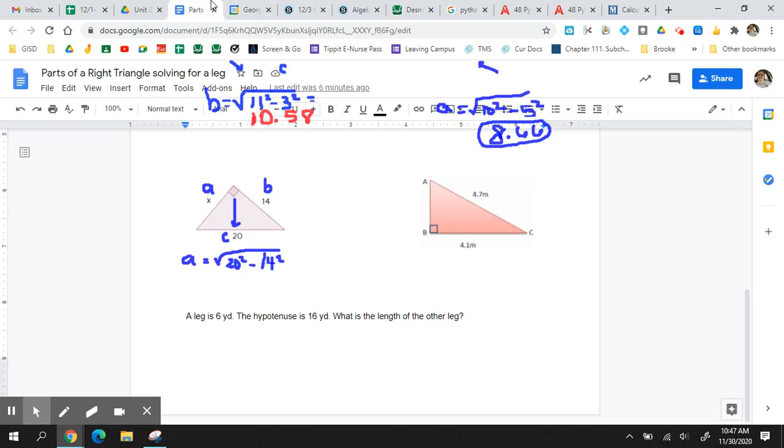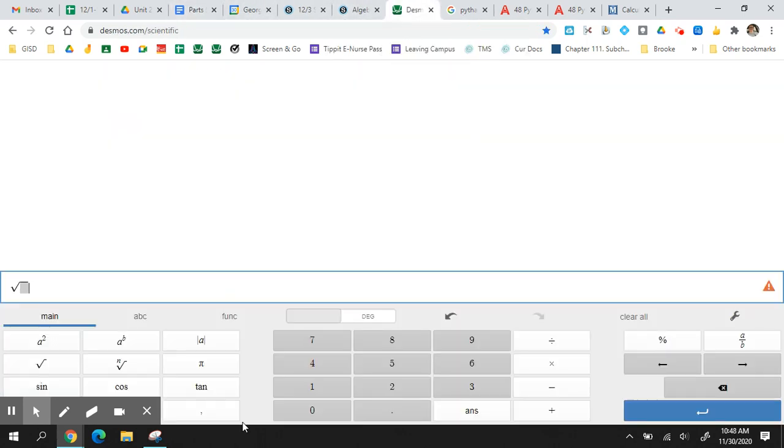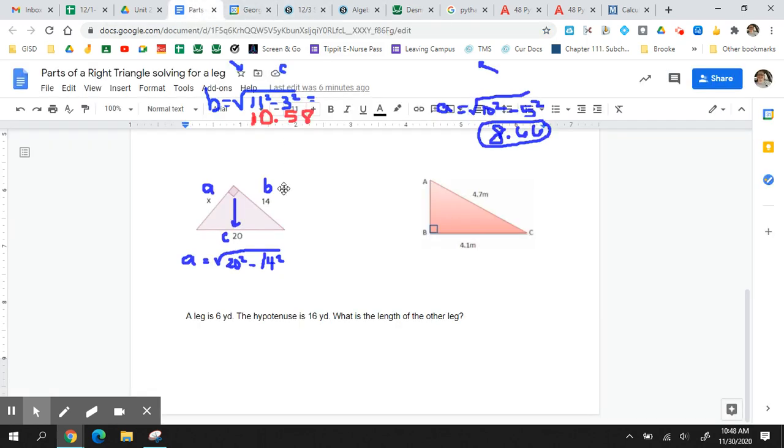And we had 20 squared minus 14 squared. Okay, 20 squared minus 14 squared, 14.28. Let me write that down. All right, so it's not too much different from yesterday.